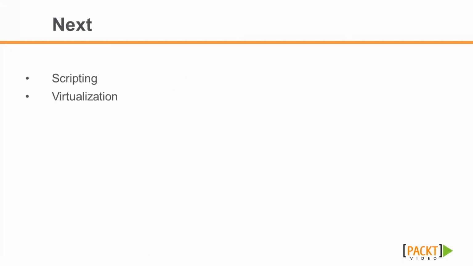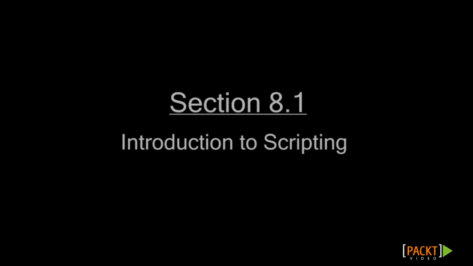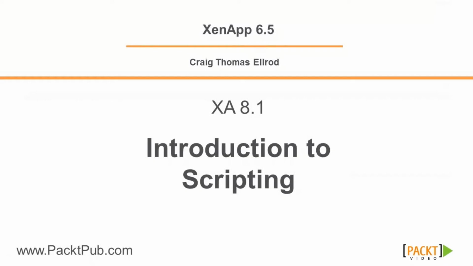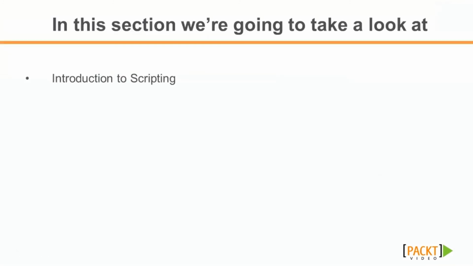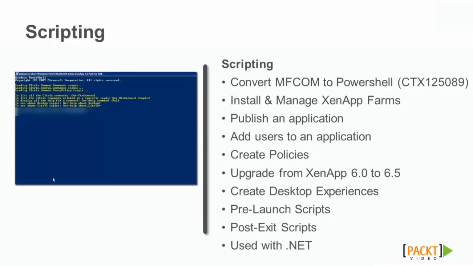In the next section, we look at scripting and virtualization. Let's take a couple of minutes to talk about scripting. Before XenApp 6.0, MFCOM was used by developers and administrators to create utilities and scripts to automate administration tasks on Citrix XenApp farms. With XenApp 6.0 and 6.5, all scripting is done in PowerShell. MFCOM is no longer supported.